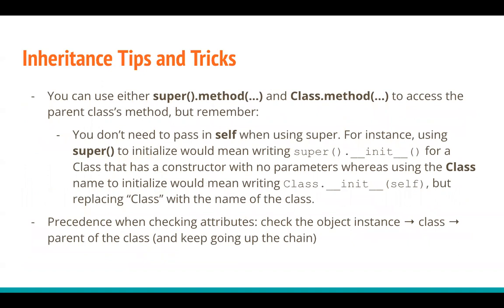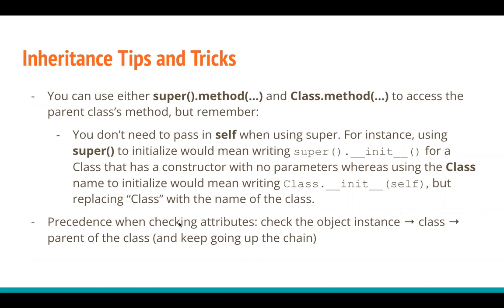Here are some tips and tricks when dealing with inheritance problems. First of all, you can either use super().method or Class.method to access the parent class's method. But remember that when you're using super, you don't need to pass in self because super basically initializes an instance, while using the class name itself, you would have to pass in the instance afterwards in the parentheses.